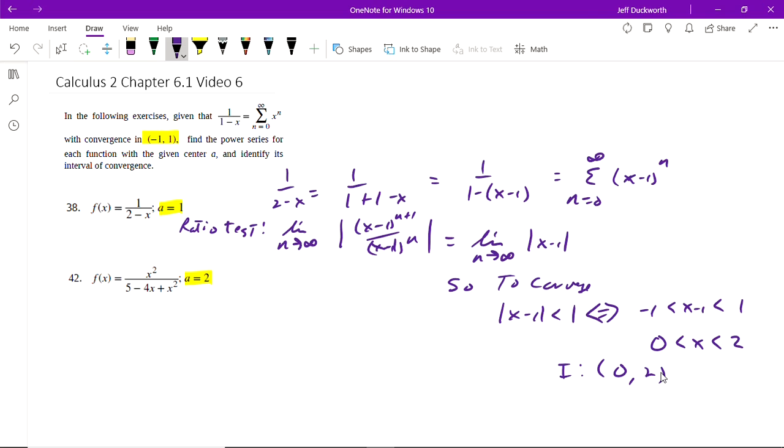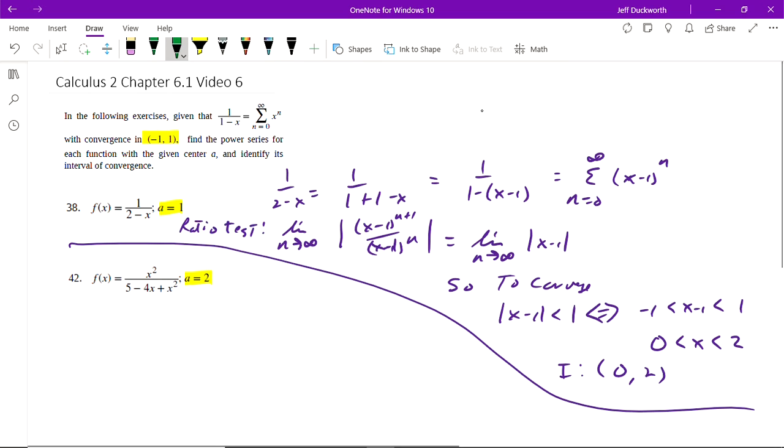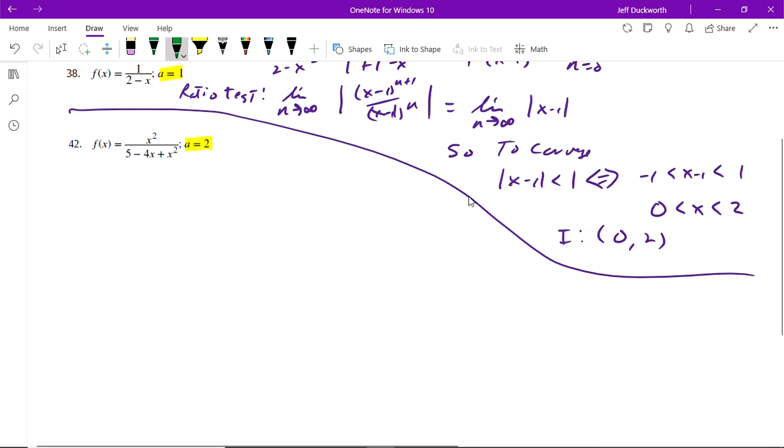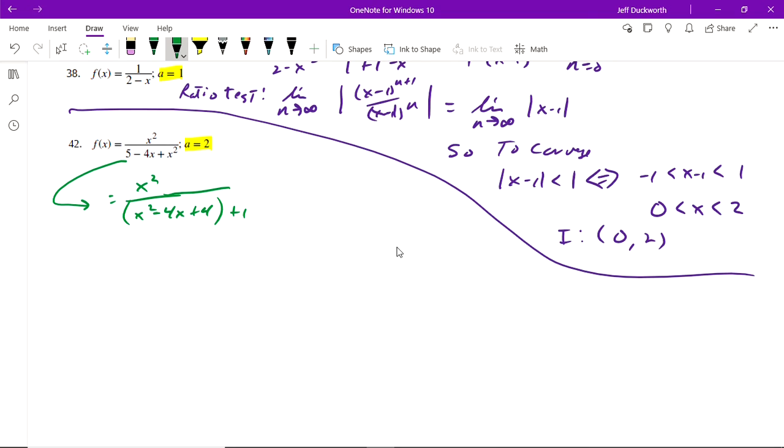That wasn't too terrible. I didn't give myself proper room probably for 42, but we'll see what we can do here. We'll go to another color. All right, so first of all, we'll just deal with this. This is going to be equal to x squared, and what can we do to factor that out there? Well, if we want to complete the square, we can have an x squared minus 4x, and we have to divide that by 2 and square. That's going to give us an additional 4, and then we have a 5 there, so we're going to have 1 left over. So that's going to equal x squared over x minus 2 quantity squared plus 1.